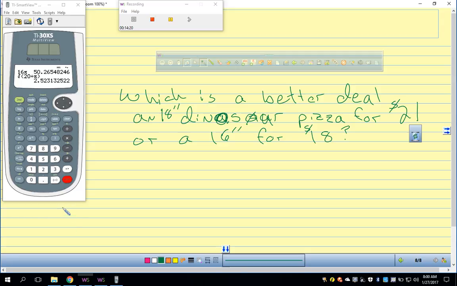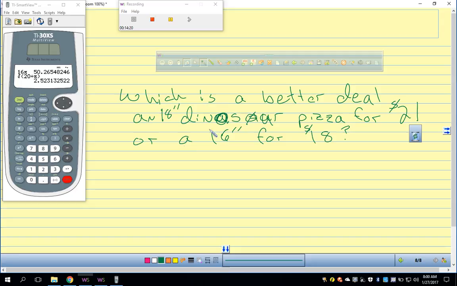What do I have to figure out? How much area each one has, right? And then divide by how much it costs. You want to figure out how much area you're getting per dollar. And so let's do it. What do you guys think is a better deal? The 18-inch or the 16?